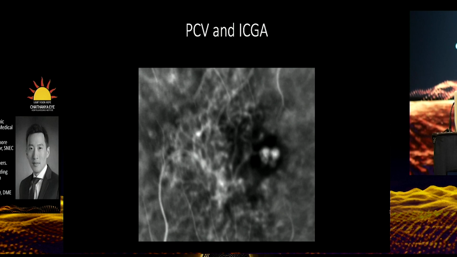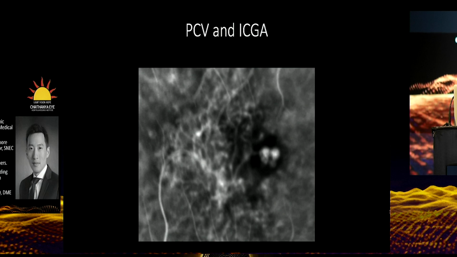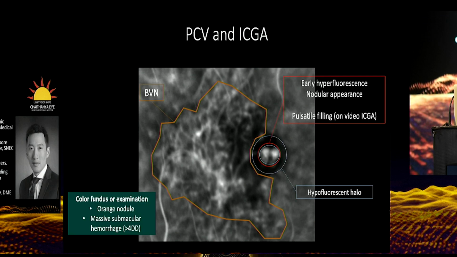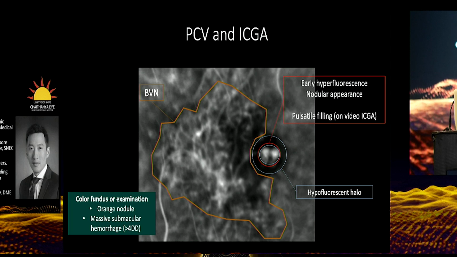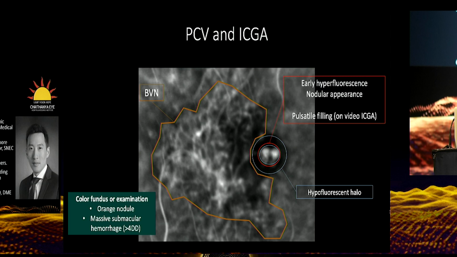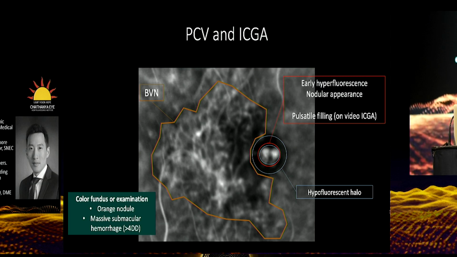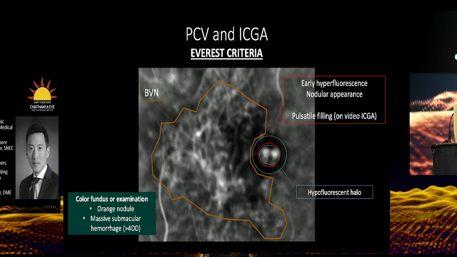So I think how we've diagnosed and looked at PCV for years is really with the use of indocyanine green angiography. And we're all very familiar with the EVEREST criteria: early hyperfluorescence with the nodular appearance. On color, you have orange nodules, sometimes accompanied with massive submacular hemorrhage, and of course, a hyperfluorescent ring. And this gives us an amazing en face view of the lesion itself.